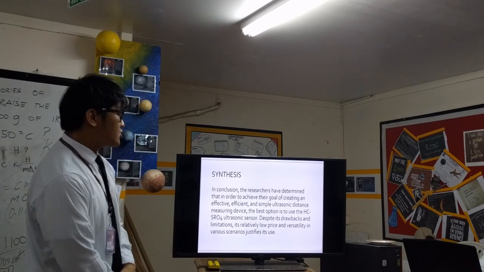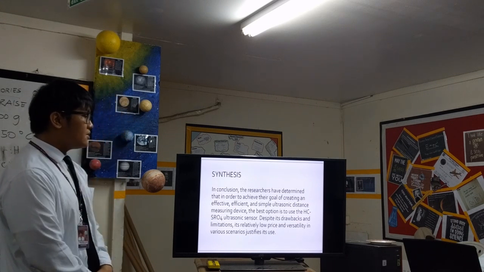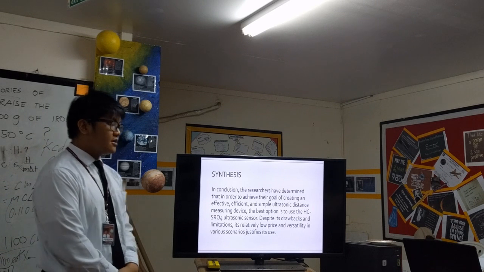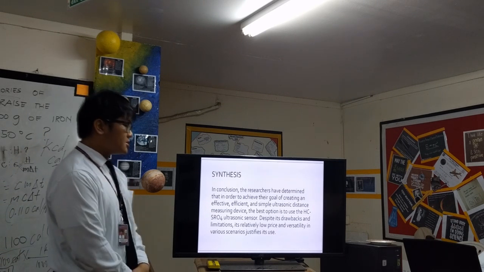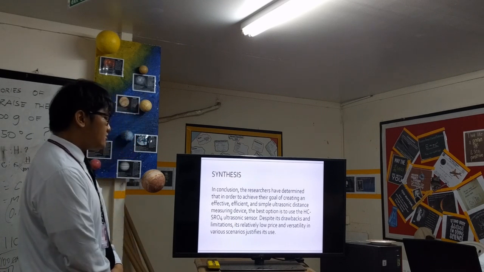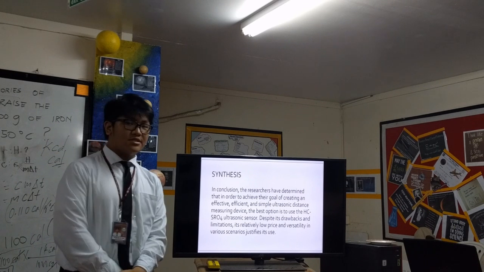In conclusion, the researchers have determined that in order to achieve their goal of creating an effective, efficient, and simple ultrasonic distance measuring device, the best option is to use the HC-SR04 ultrasonic sensor. Despite its drawbacks and limitations, its relatively low price and versatility in various scenarios justifies its use.